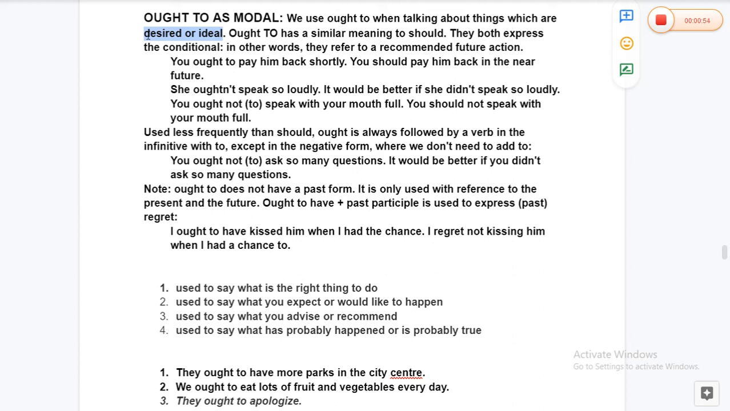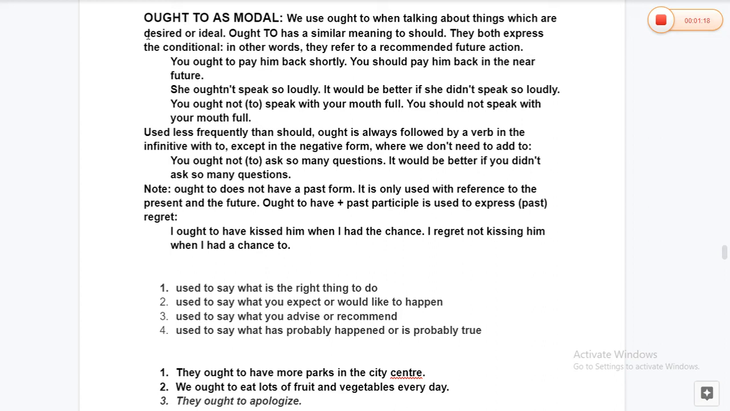Ought to has a similar meaning to should. Yes, ought to and should have a similar meaning. It refers to advisability or recommendability, or the best course or best option available there, as well as an option that is morally upright, a righteous option, a holy purpose.